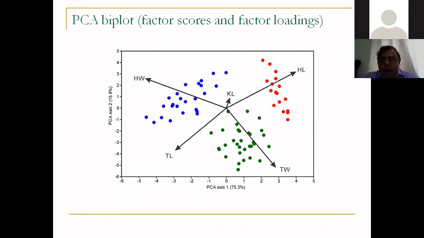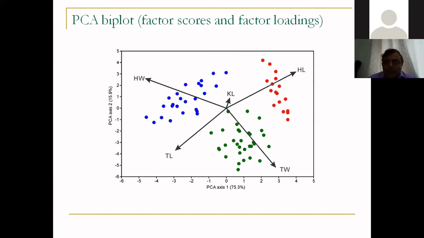This is called a biplot. In a biplot, you have both the factor scores of observations, which are blue, red, and green over here, and the factor loading of the eigenvectors. Now, what does this graph tell you? They will always start at the origin. So these are vectors and they are starting at the origin. I'll not go into the mathematics of this, but I'll tell you what this graph tells you.